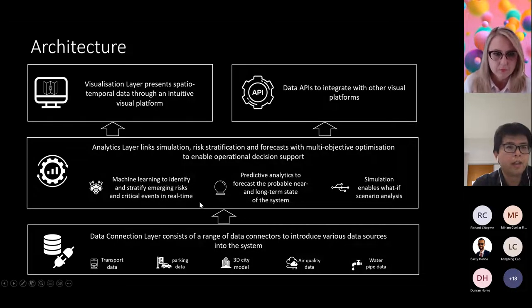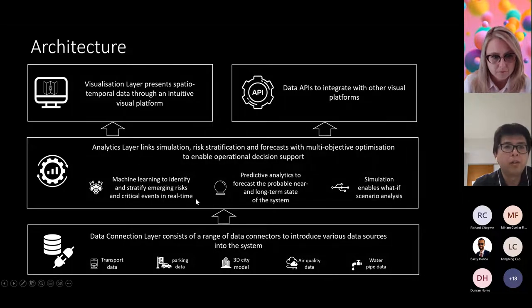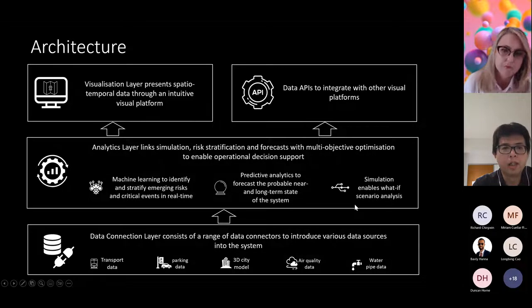And the analytics layer is the engine to power the system. The components in this layer can be divided into 3 groups for different specific purposes. One group uses data mining and machine learning to identify patterns, emergent risks, and also critical events in real time. Another group can make near-term or long-term predictions. And apart from that, we also have simulation components, which enable what-if scenario analysis.